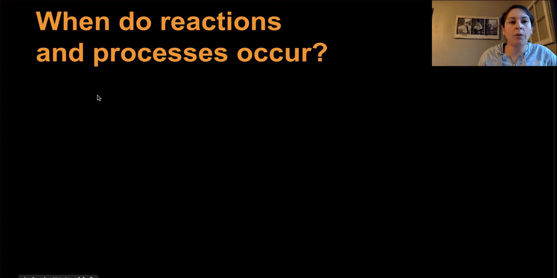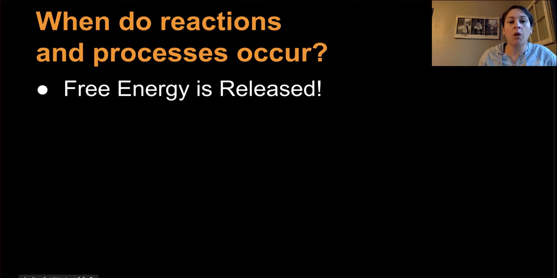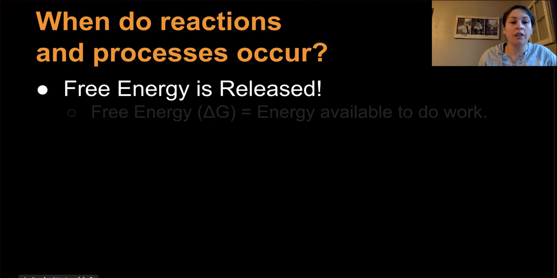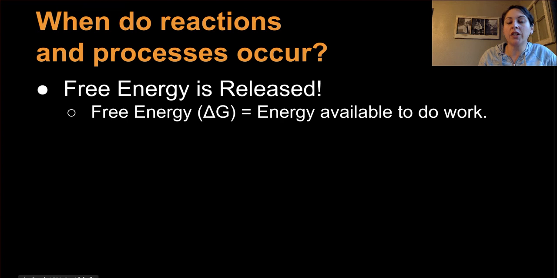So the first thing we want to know is, when do reactions and processes occur? So when do we see reactions and physical processes happening? Well, they tend to happen when free energy is released. And so what is free energy? Free energy is represented with delta G, or sometimes it's called Gibbs free energy. And it's the energy available to do work. This is the energy that's still out there for things to be able to utilize.